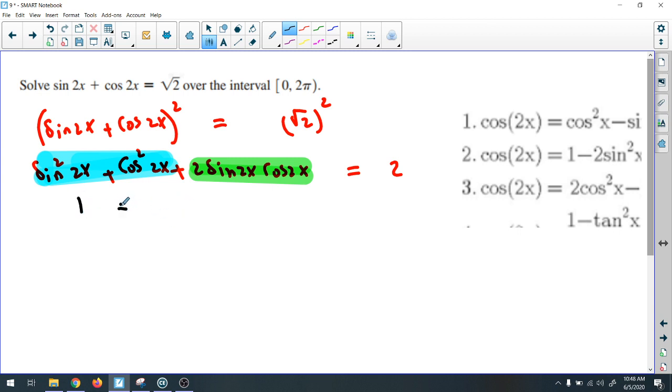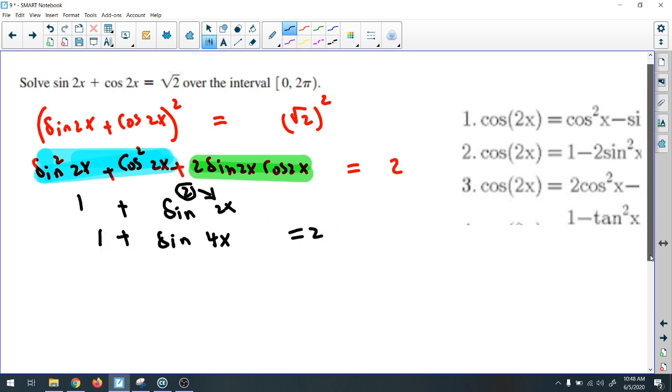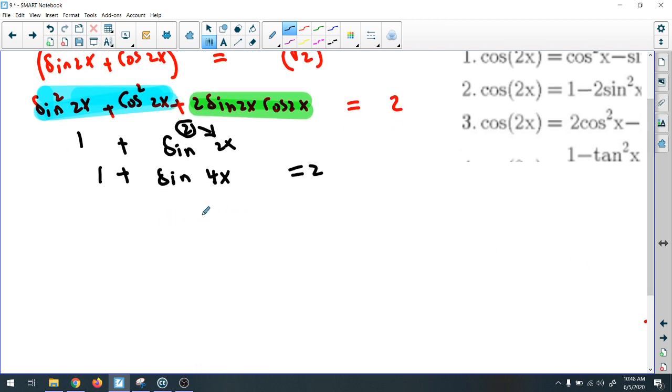Plus 2 sine cosine, it's just the sine double angle. Sine double of 2x, which is sine 4x. Sine double angle, sine 4x equals 2. We subtract 1 from both sides, then sine 4x equals 2 minus 1, which is 1.